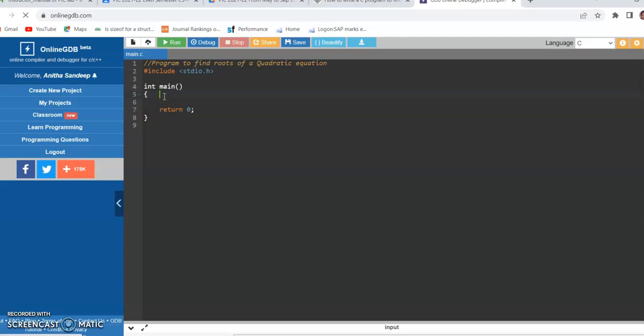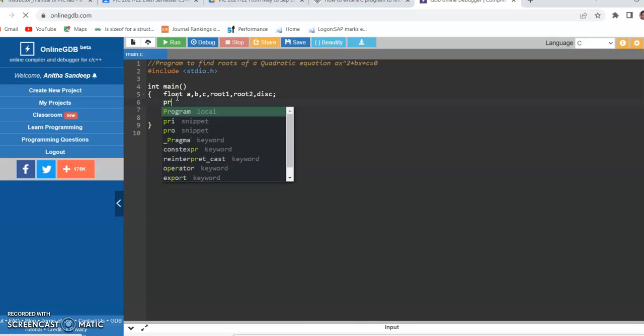Since the quadratic equation I am considering is ax square plus bx plus c equal to 0. This is my equation. So I need to read the coefficients. To store these coefficients, I will be declaring a, b, c. And to store the roots, I will be declaring root 1, root 2. And to store the discriminant, I will be using disc as a variable.